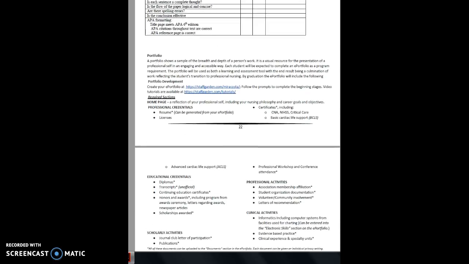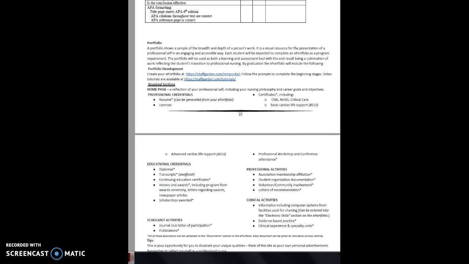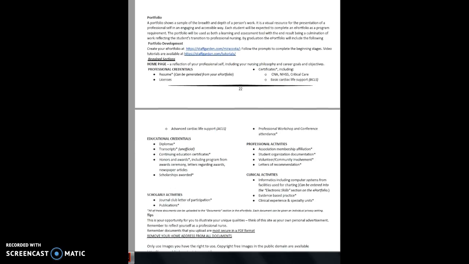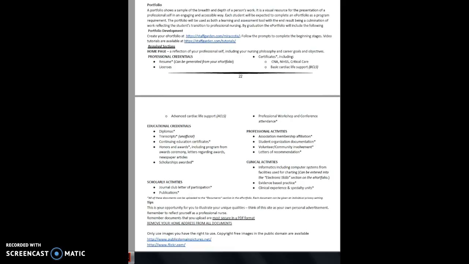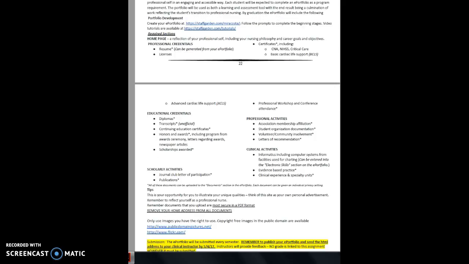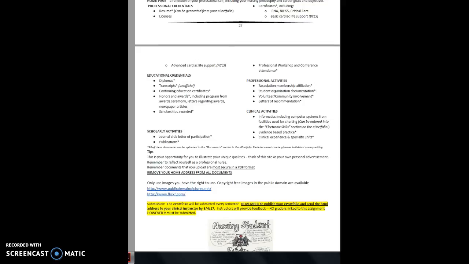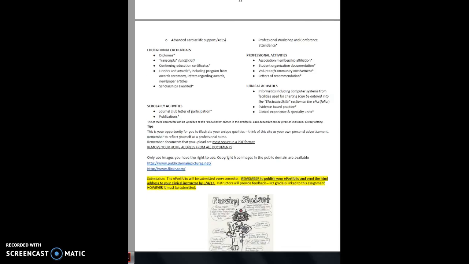Next is your portfolio, and I know you worked with Staff Garden on the Staff Garden already. It's not graded for points this time, but it is graded and submitted to your clinical instructors, and they will give you feedback. It's always good to have as many eyes on it as you possibly can. I will look at it again when you're in 4th semester during your leadership and current trends class.